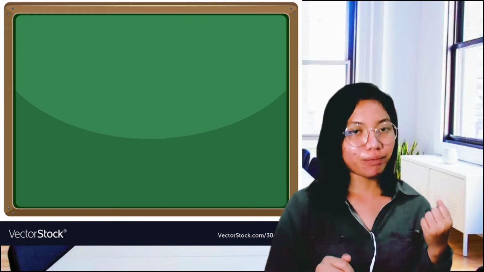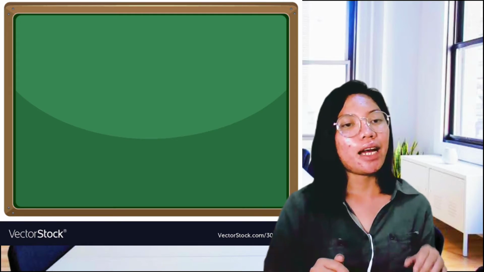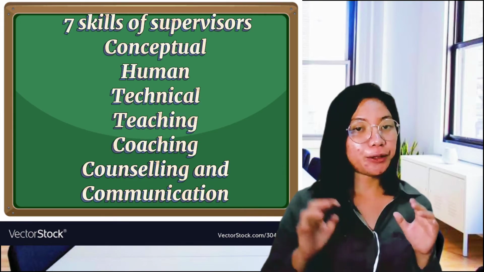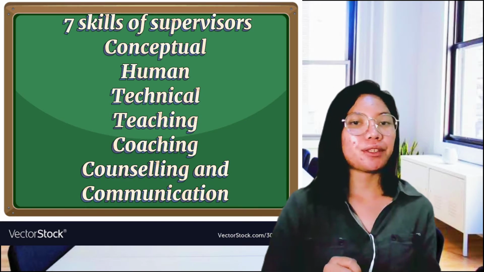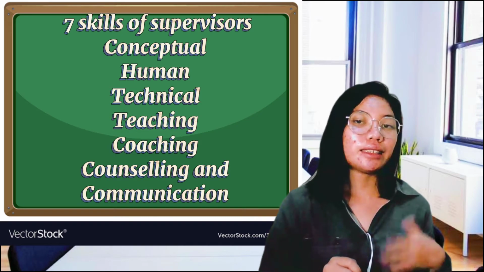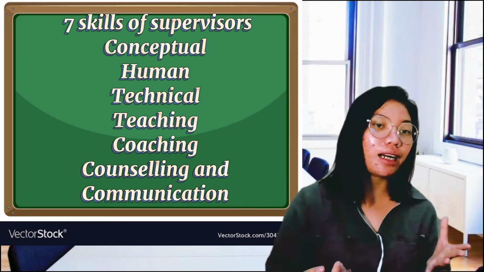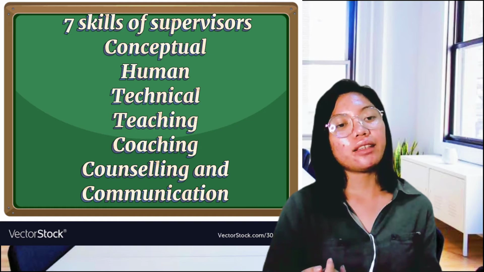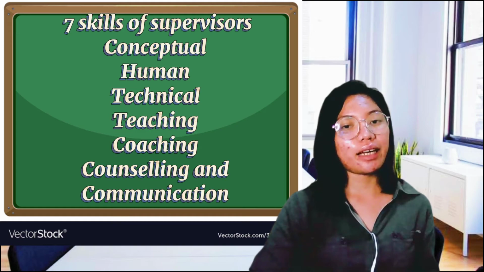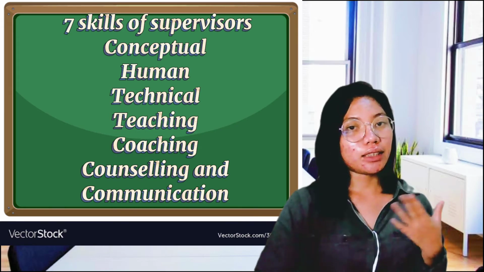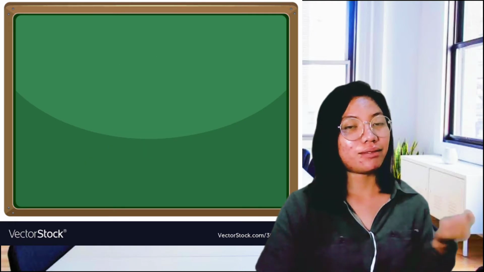So that's it for the characteristics of an effective supervisor. And next are the special skills of a supervisor. There are 7 skills that supervisors have, and these are the following: conceptual, human, technical, teaching, coaching and counseling, and communication. You should have these skills as a supervisor so that you can be the best supervisor in your company. So that's all.